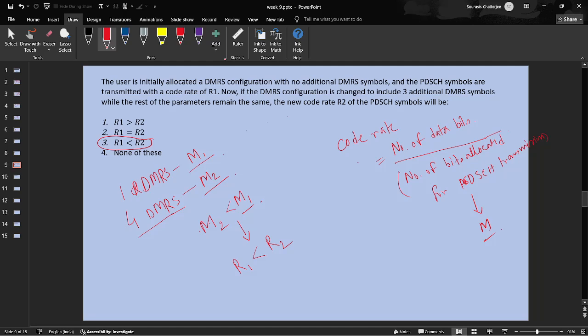Hello, am I audible? Yes, you're audible. Yeah. So if there are more DMRS sent, what does that mean? It means that the UE is unable to estimate the channel properly because there are more errors. So the UE is unable to estimate the channel. That's why errors are more.